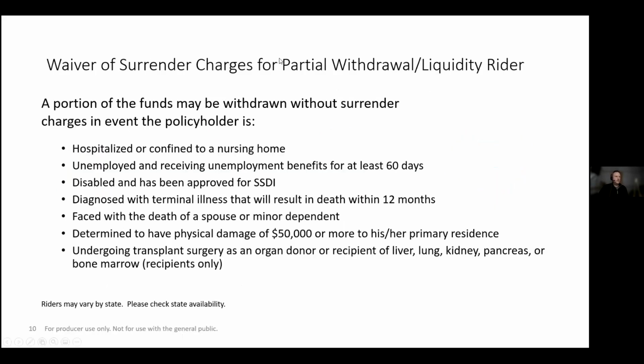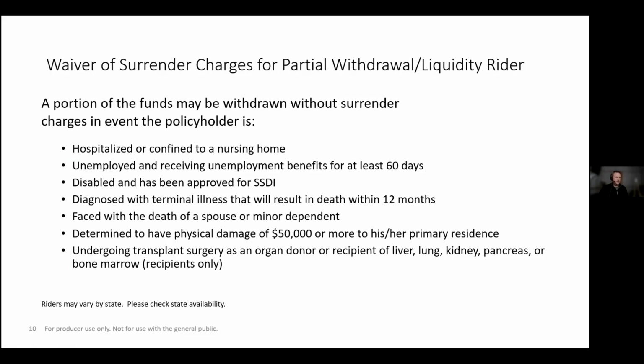Then waiver of surrender charges. Again, this is going to be a way to access their full cash value earlier. In the first 15 years, we do have some type of surrender charges that limit how much they can borrow in the first 15 years of the policy. After that, there are no surrender charges.